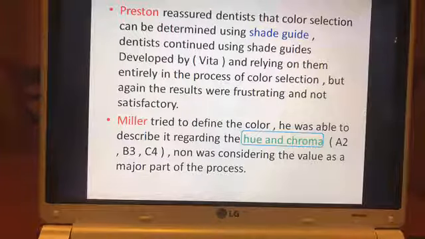The Vita shade guide was the most common at that time, with people relying on it entirely. What happens? The results were so frustrating. Everything was just not correct.